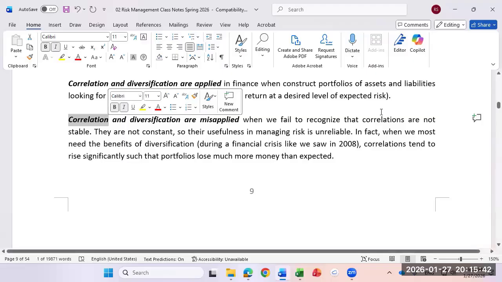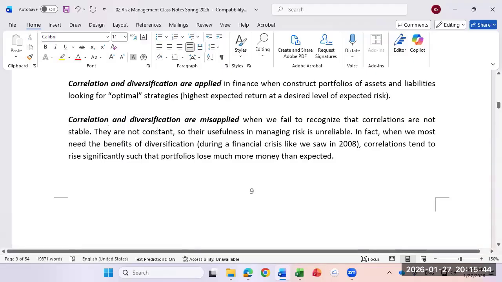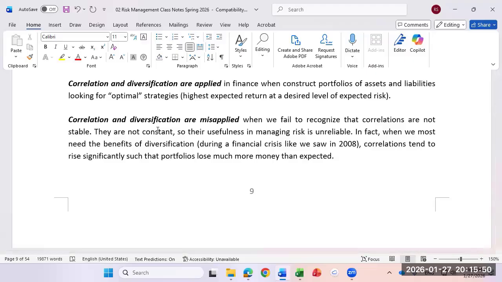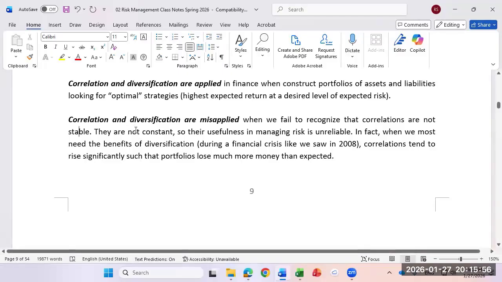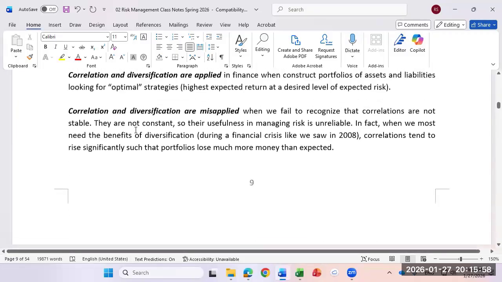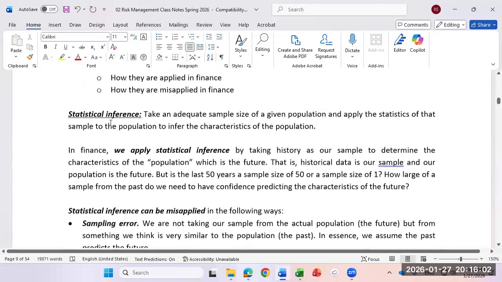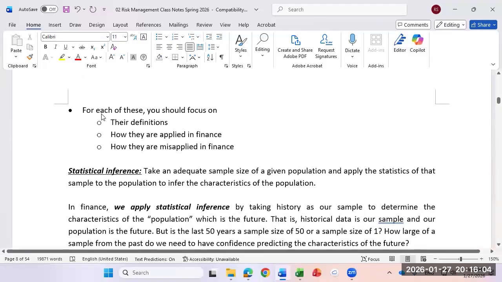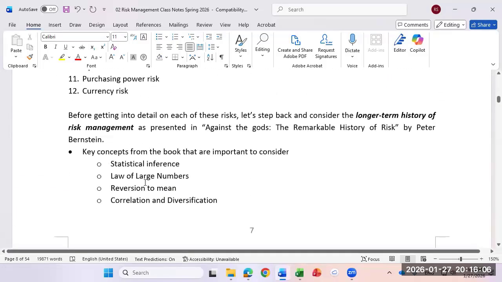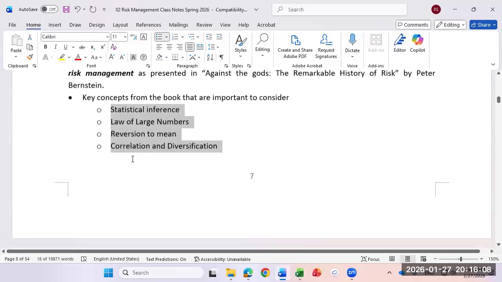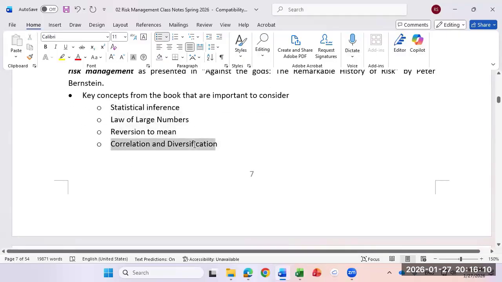So we fail to recognize correlations are not stable. And the worst thing is things become the most highly correlated at the worst possible time. Like in 2008, everything just crashes all together. All right, so those are the 4 that I got out of his book. You should have seen most of those before, and we'll deal quite a bit with this last one in particular.